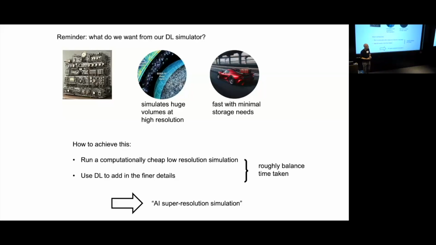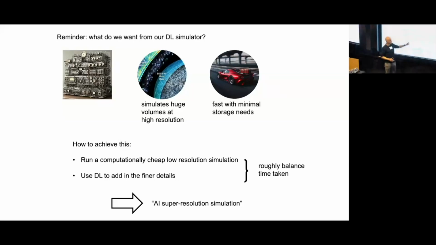One way of doing this is to run a regular simulation that's computationally cheap but low resolution, like, for example, that PM code I just showed you that was used before for testing. Then below the resolution, when it starts to get really expensive, use neural networks, deep learning, to add in the fine details. We want to roughly balance the time taken in both pieces, because obviously we don't want to run a simulation that takes 1 million CPU hours and then do 10 hours of deep learning on it, or vice versa. If we combine these two, then this is an AI super resolution simulation. Super resolution is done by the neural network.